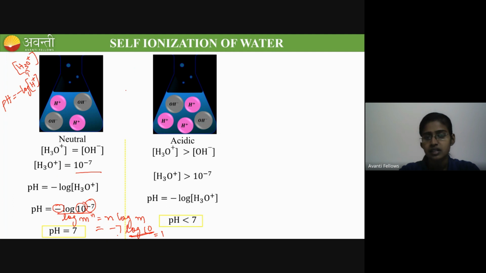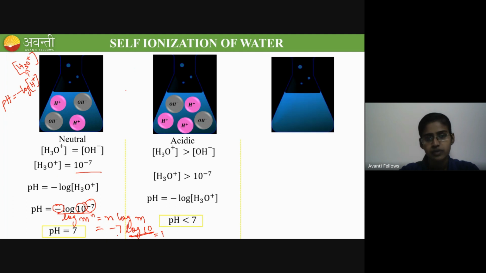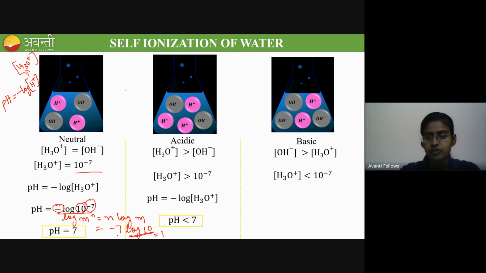Okay. And the third case you know very well, right? OH minus ion is more than H plus. Means the substance is basic. If it is basic, pH will be greater than 7. So this is a concept that we are getting from the self-ionization of water. Okay. So let's move on to the next thing.